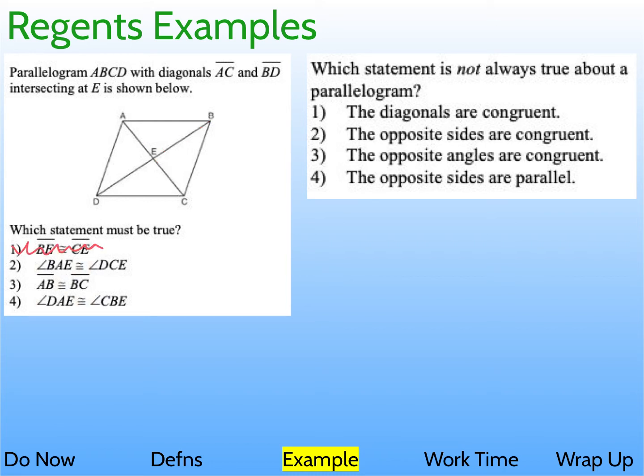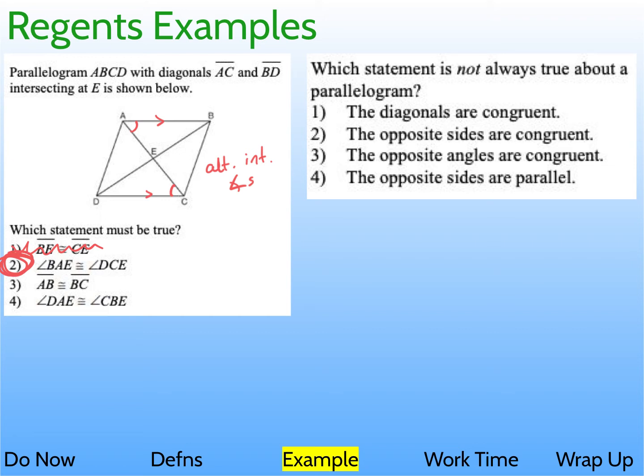The next choice says angle BAE right here is congruent to angle DCE right here. Just follow the letters. BAE, DCE. This is true because these lines here are parallel, making these alternate interior angles. And the alternate interior angles are congruent when the lines are parallel. So this is the answer right here.